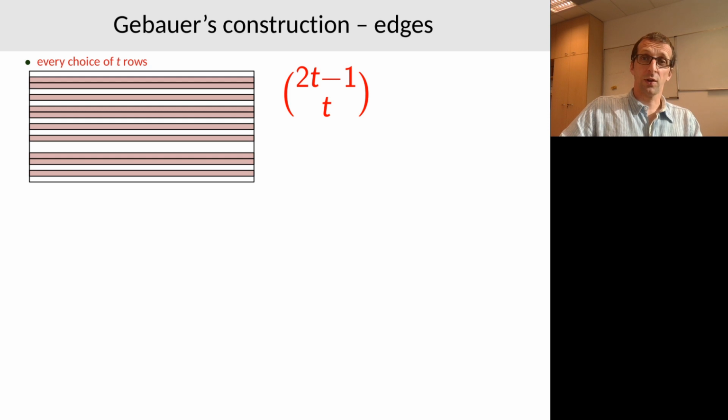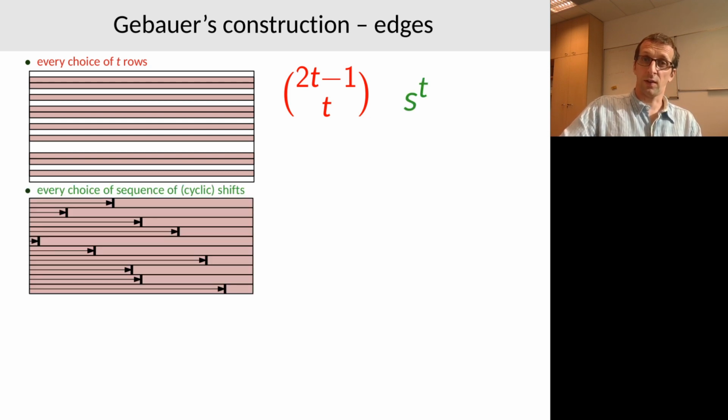In the first stage, we branch on every choice of t rows. It means that the subsequent stages of the construction will be carried out on every set of t rows of the original array. The number of choices in this stage is written in red here. From now on, we can imagine that we work with a fixed choice of t rows.